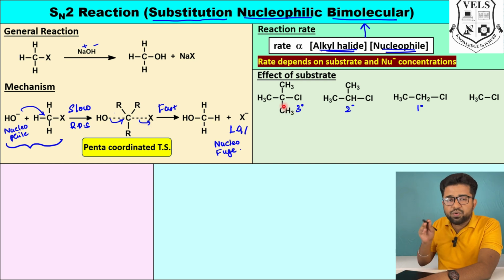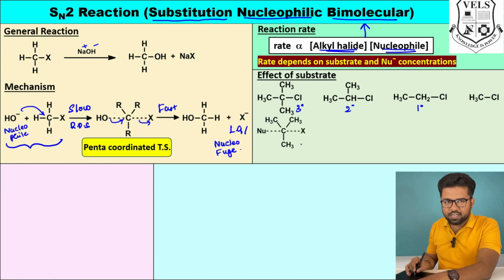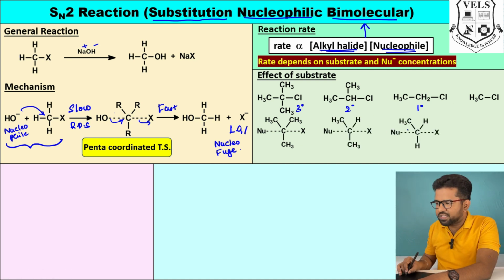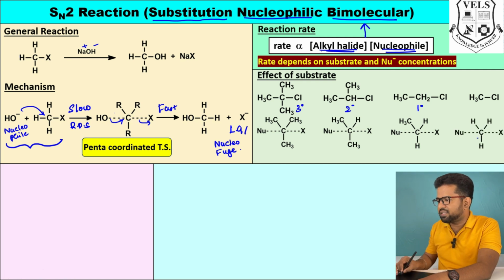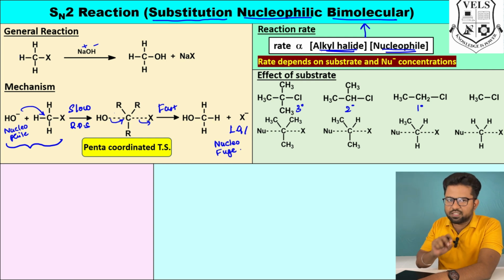So for that purpose, you need to draw the transition state of all the 4 reactants here. In the first case, this transition state will be formed. In the second case, this transition state will be formed. Whereas in the primary case, this transition state will be formed. Whereas in the methyl halide case, this transition state will be formed. And you need to identify the stability of all the 4 transition states.